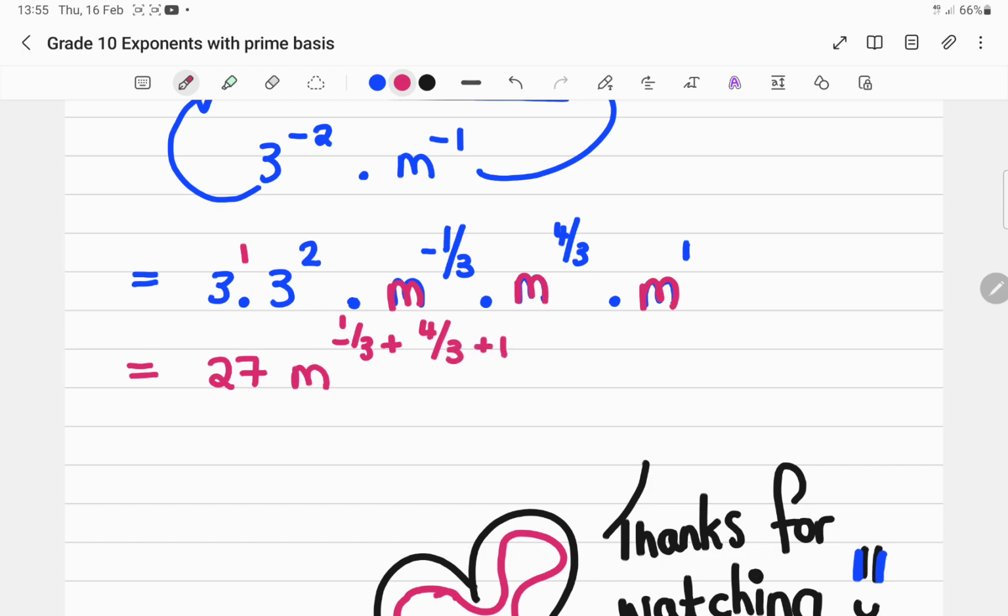And all you're going to do is pop it into your calculator. Negative a third plus 4 over 3 plus 1, and that gives you 27 m to the power of 2.